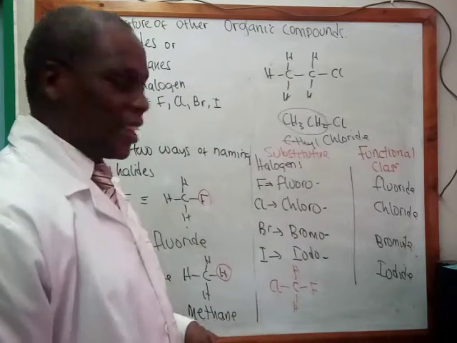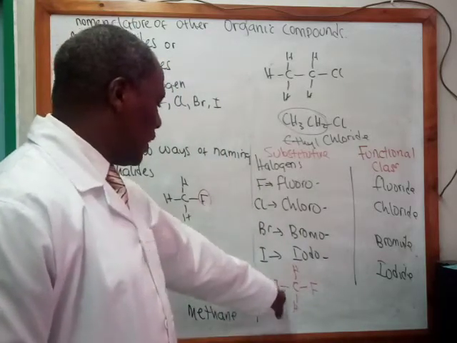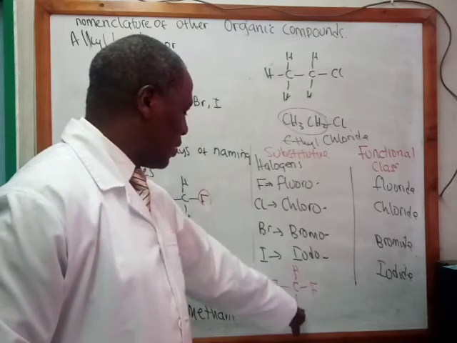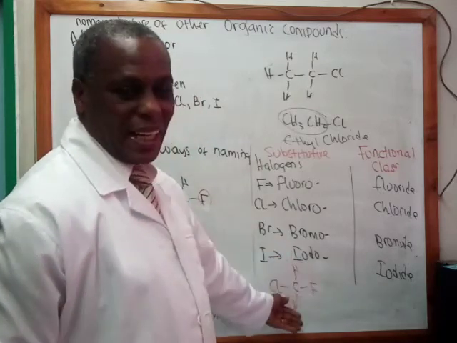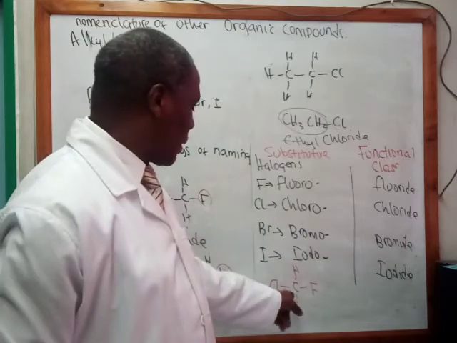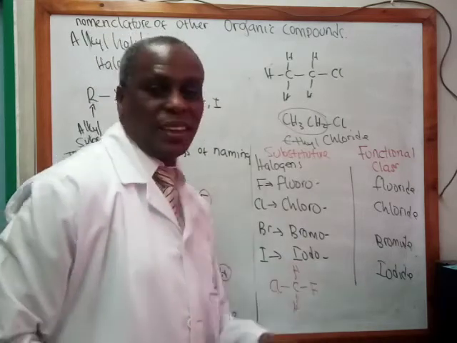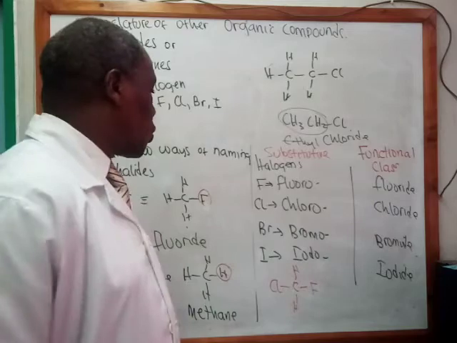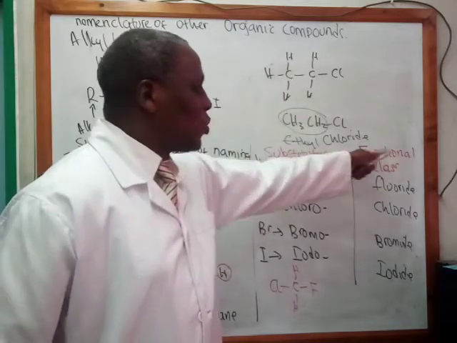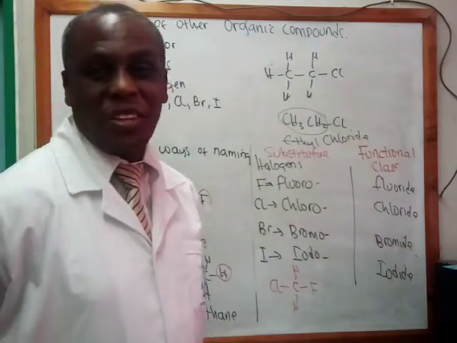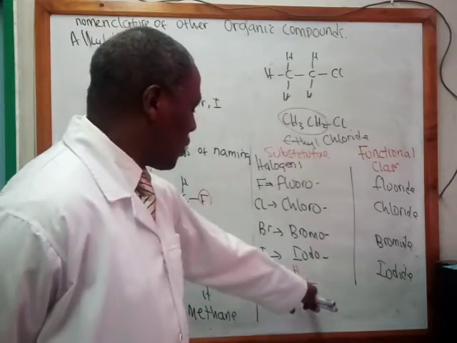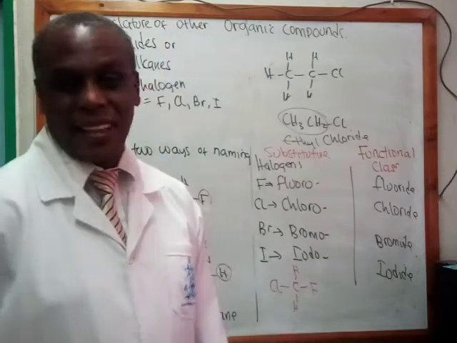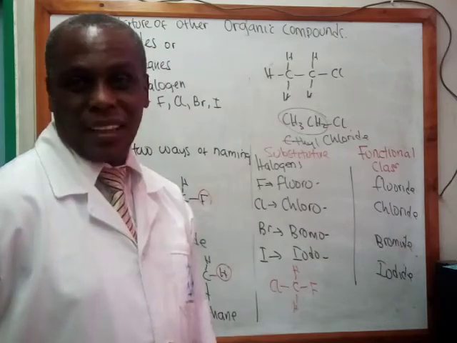Alright? Can you see what I've done? There's the chlorine, there's the carbon, then there's the fluorine. So this is a methane, but it contains a chlorine and it contains a fluorine. So if you're going to use functional class nomenclature, then you're going to get stuck. Are you going to say it is a chloride? Are you going to say it is a fluoride?